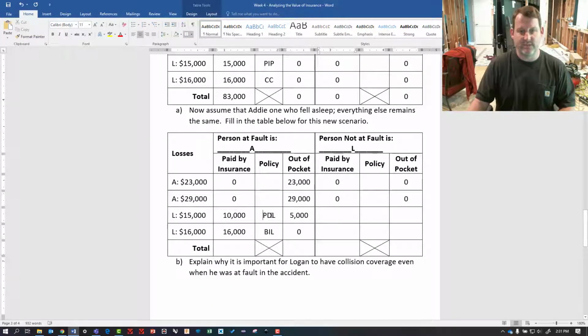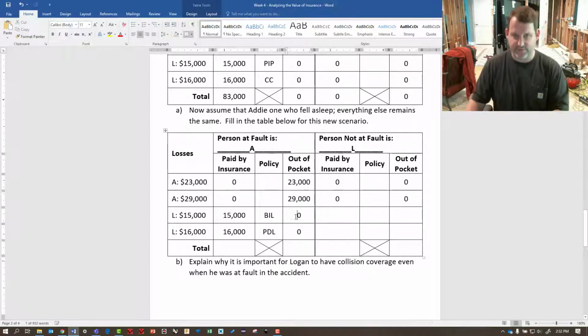Oh, I had this backwards. Oh man, I apologize. This was his medical coverage, so this should have been BIL. And this one should be property damage liability. And this is actually going to be paid. This one's going to be paid fully. And it's going to go to $0.